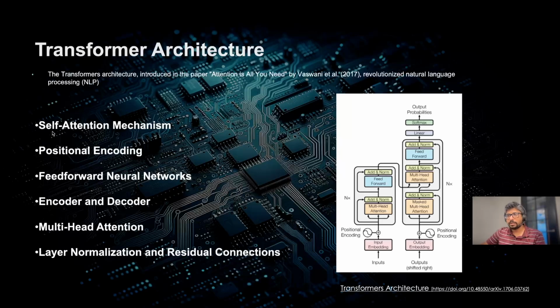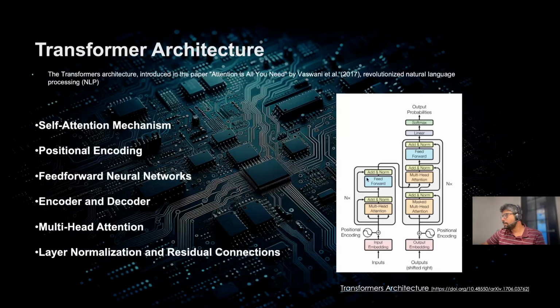Now the encoder and decoder. These are represented here. The encoder processes the input sequence while the decoder generates the output sequence. Each encoder and decoder layer contains self-attention and feed-forward neural network sublayers, along with additional normalization and residual connections.